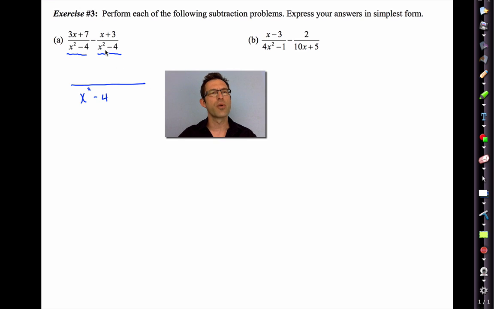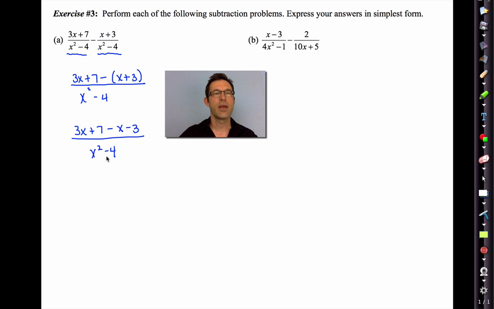On the other hand, the numerator is trickier because what we really have is 3x plus 7 minus x plus 3. And the key there is to distribute that subtraction, right? We're subtracting x and we're subtracting 3. Right? And when we do that, now it's easy. 3x minus x is 2x. 7 minus 3 is positive 4. And we get x squared minus 4.